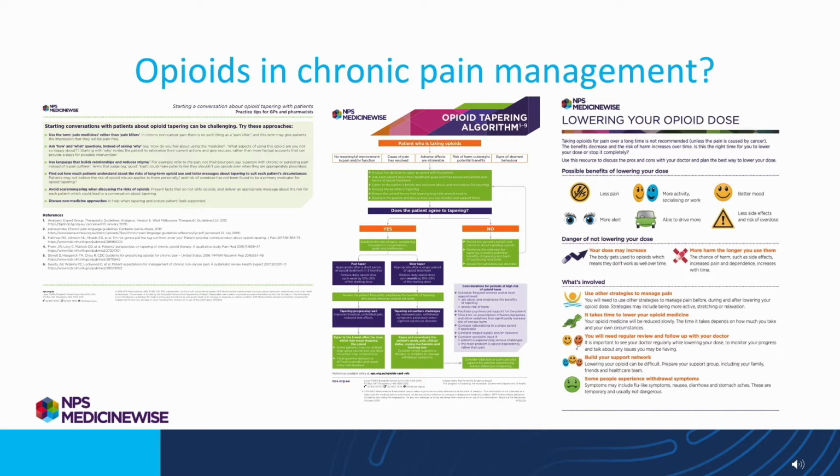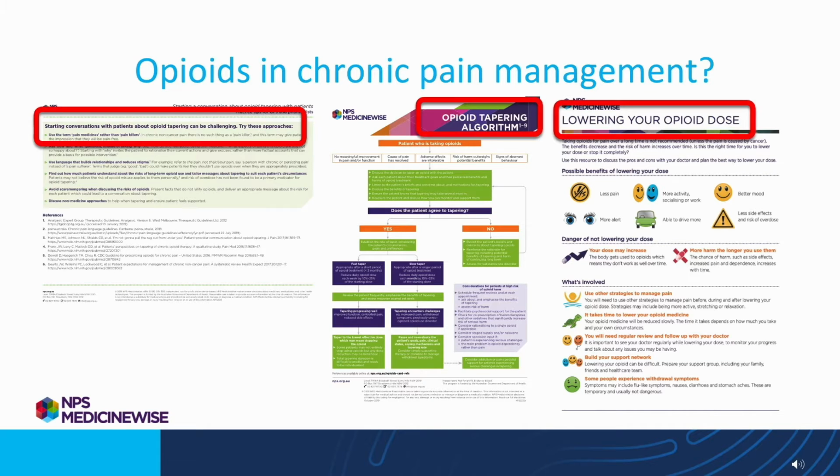So these are the documents that are out there at the moment that are quite prominent, and this is from NPS MedicineWise. But this is what the discussion appears to be moving towards: starting conversations with patients about opioid tapering, how to taper opioids, pamphlets for patients, lowering your opioid dose. So we're talking about things differently.